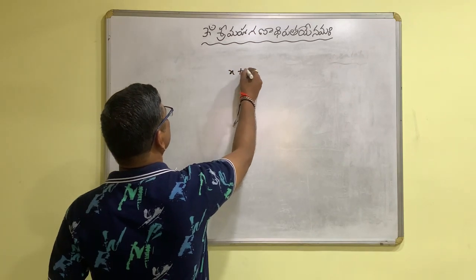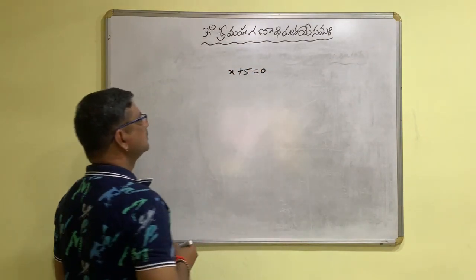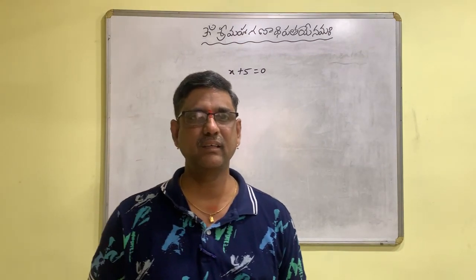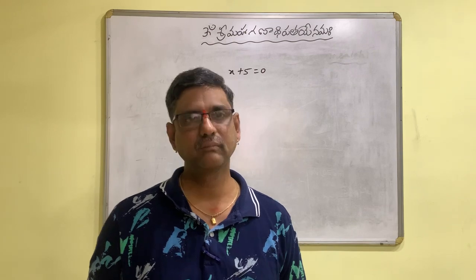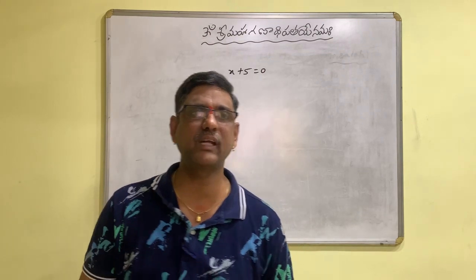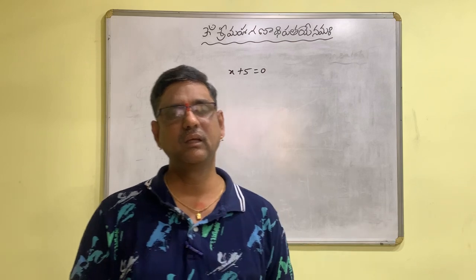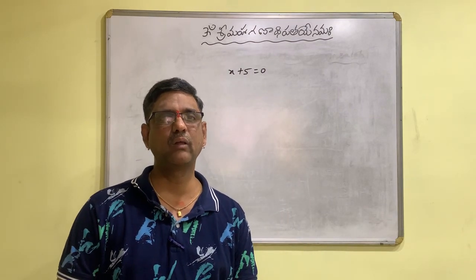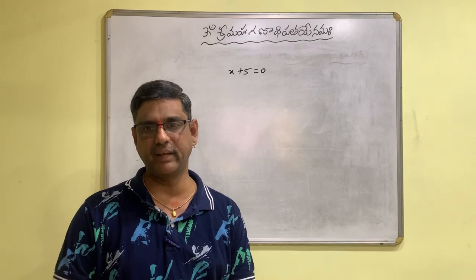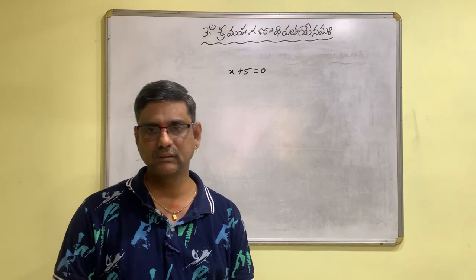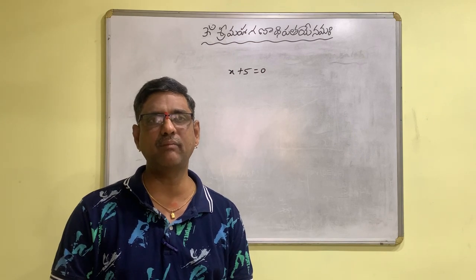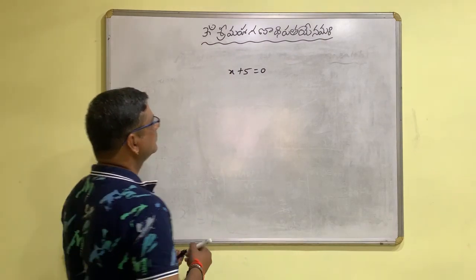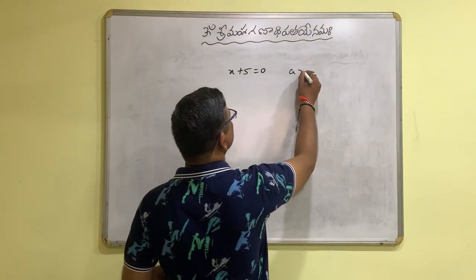Suppose there is an equation like this: x plus 5 is equal to 0. It is not a linear equation in two variables. It is a linear equation in one variable, but we can represent it in the form of a linear equation in two variables. We can express it in the general form like this.